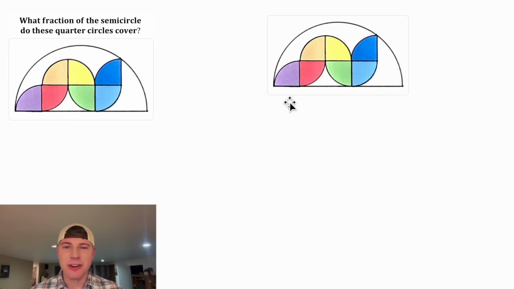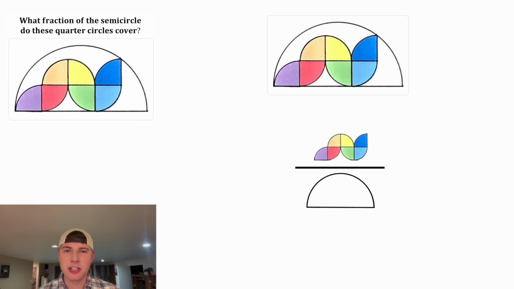Hey guys, this looks like a fun one. We're given 7 quarter circles inside of a semicircle. And it wants to know what fraction of the semicircle do the quarter circles cover? Or in other words, it wants the fraction of the area of this divided by the area of this.